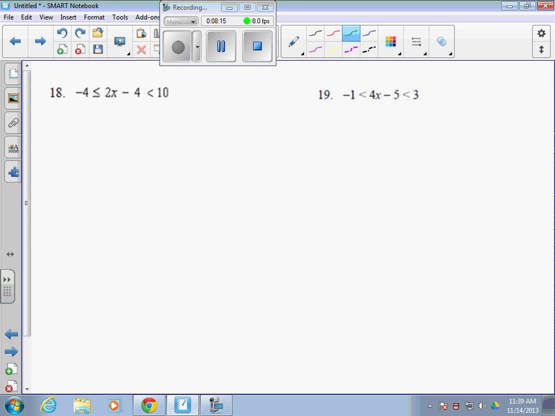Okay, these are compound inequalities. Now instead of having a left and a right, you've got a left, a middle, and a right. So whatever you do to the middle, ultimately you're trying to get x by itself. But whatever you do to the middle is what you have to do to both the left and the right. Get rid of -4 by adding it. If you add it there, add it to the left and add it to the right. So -4 plus 4 is 0.